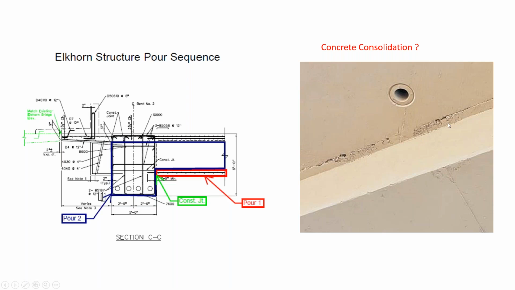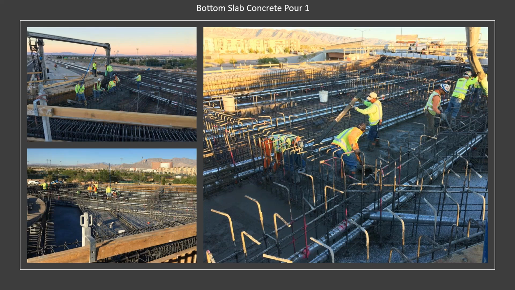After the construction, we found some concrete consolidation problems in between the bottom slab and the bent cap. And I think the explanation is because this is the first pour that they had during construction, and apparently this joint was not ready for that. So here you can see some pictures during the pouring of the bottom slab.